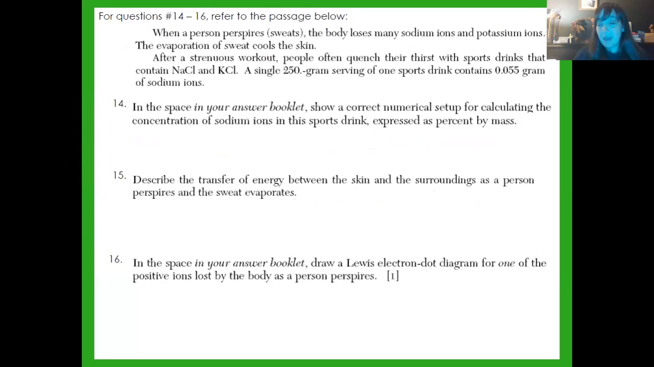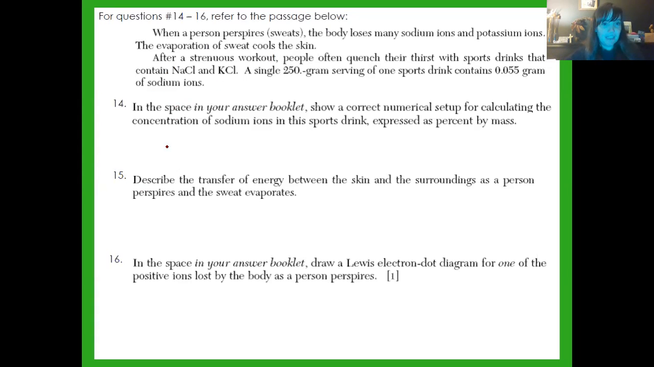When a person perspires, that is to say they sweat, the body loses many sodium ions and potassium ions. The evaporation of sweat cools the skin. After a strenuous workout, people often quench their thirst with sports drinks that contain sodium chloride and potassium chloride. A single 250 gram serving of one sports drink contains 0.055 grams of sodium ions. In the space in your answer booklet, show a correct numerical setup for calculating the concentration of sodium ions in this sports drink expressed as percent by mass.